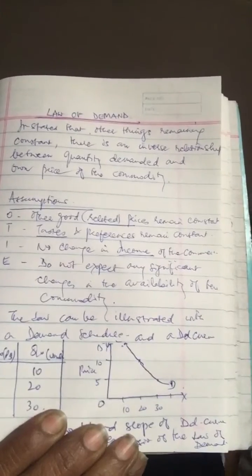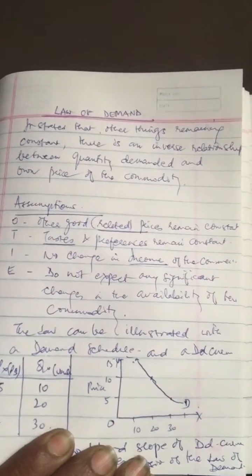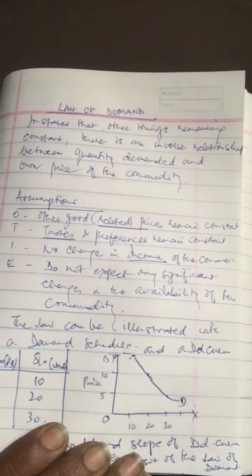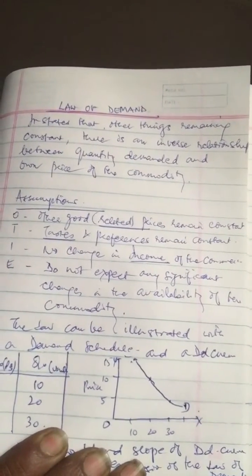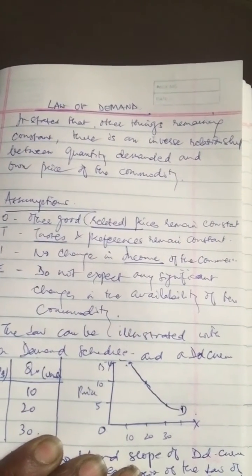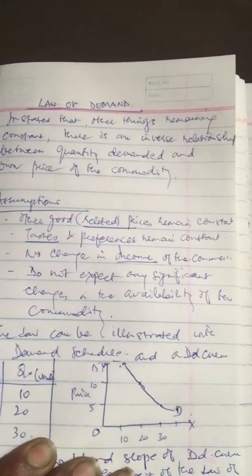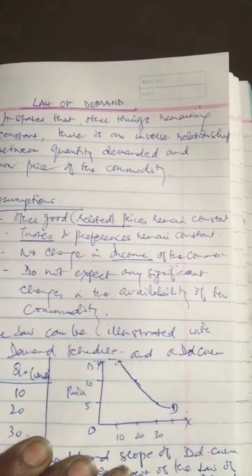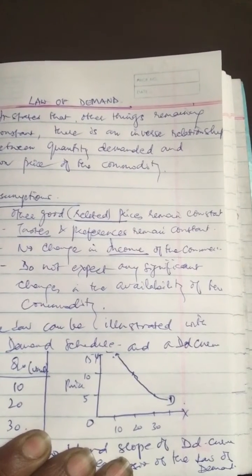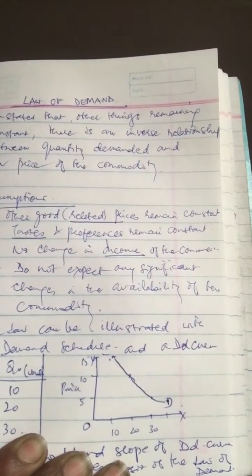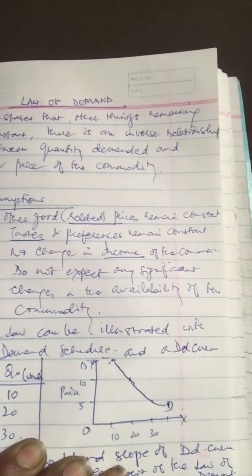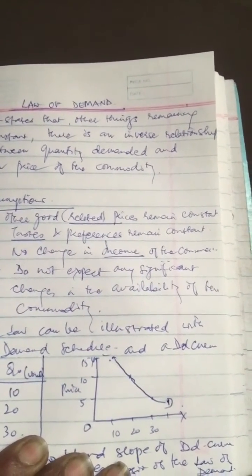But before we go on, let's see, what does the law state? It states that other things remaining constant, or ceteris paribus, there is an inverse relationship between quantity demanded and own price of the commodity. So simply it means that there is an inverse relation between quantity demanded of a commodity and its own price, other things remaining constant, other determinants unchanged.